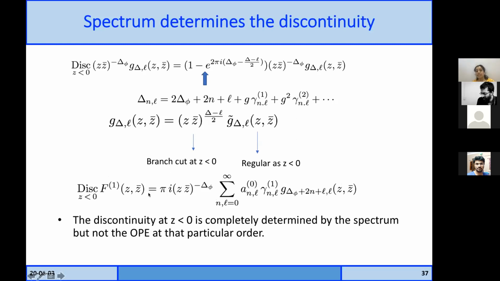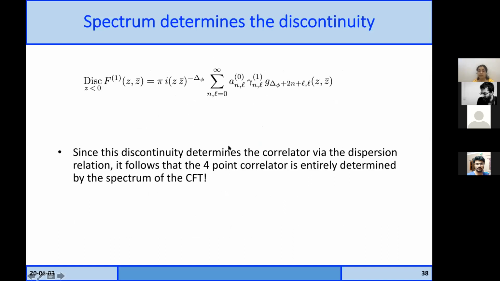Okay, so you see that the discontinuity of the correlator at C less than 0 is completely determined by the spectrum at this order, which is gamma 1, but not at the OPE coefficient at that particular order. So it doesn't depend on A1, but it depends on the OPE coefficient of the previous order and the anomalous dimension at that particular order. And since this discontinuity determines the correlator via the dispersion relation, it follows that the 4-point correlator is entirely determined by the spectrum of the CFT.